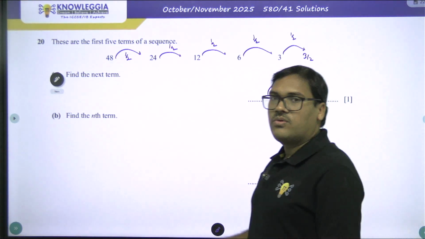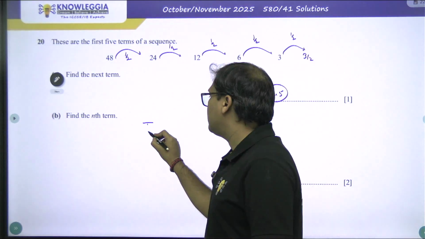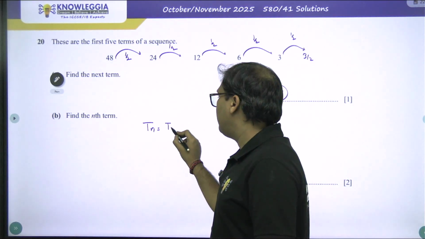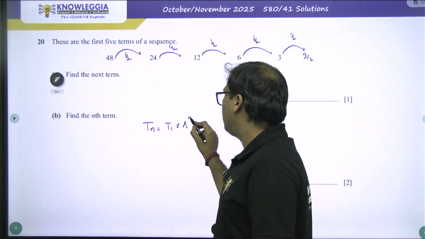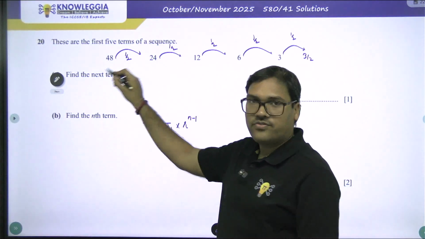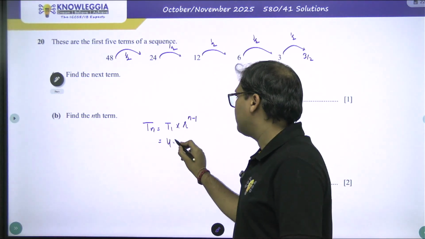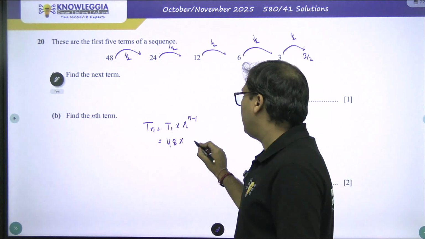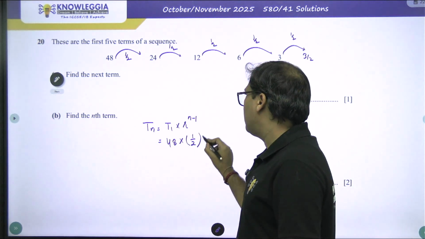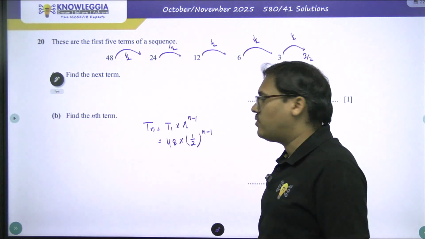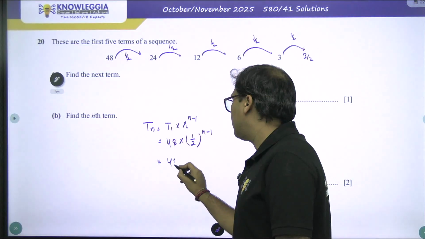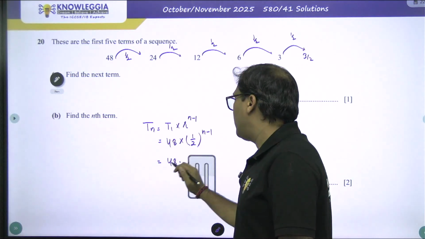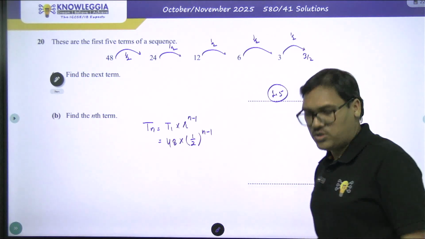What is the nth term for an exponential sequence? T1 into r raised to n minus 1. What is T1? The first term, which is 48. What is the common ratio? Common ratio is the number which you are multiplying, that is 1 by 2. And this is the position, n minus 1. So the nth term of this is 48 into 1 by 2 raised to n minus 1.